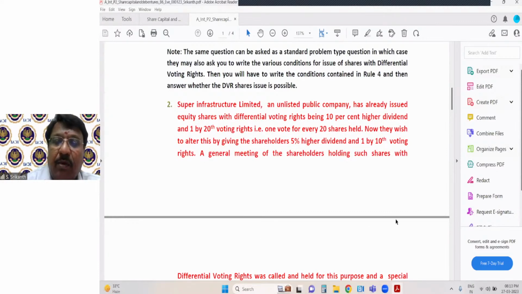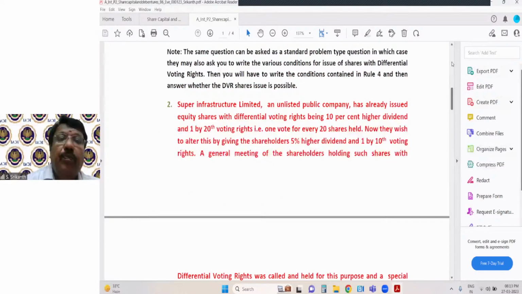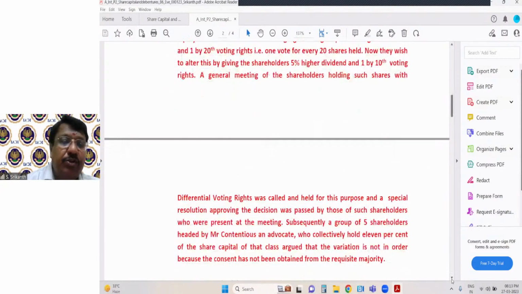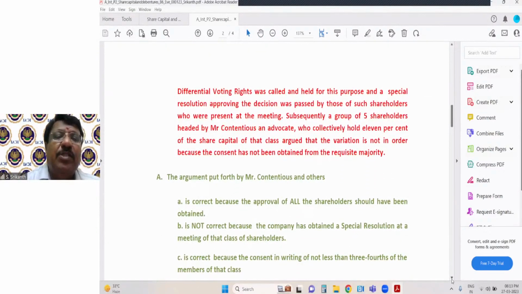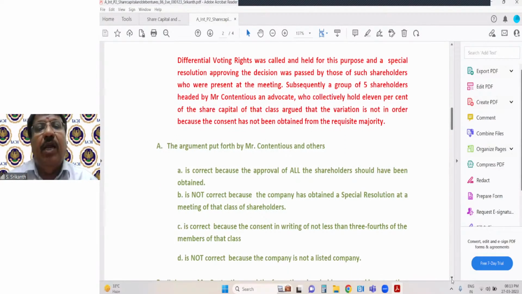A general meeting of the shareholders holding such shares is held and a special resolution approving this is passed by those of such shareholders who are present at the meeting. Subsequently, a group of 5 shareholders headed by Mr. Contentious, an advocate, who collectively hold 11% of the share capital of that class, argued that the variation is not in order because the consent has not been obtained from the requisite majority. So the argument is correct because the approval of all the shareholders should have been obtained.